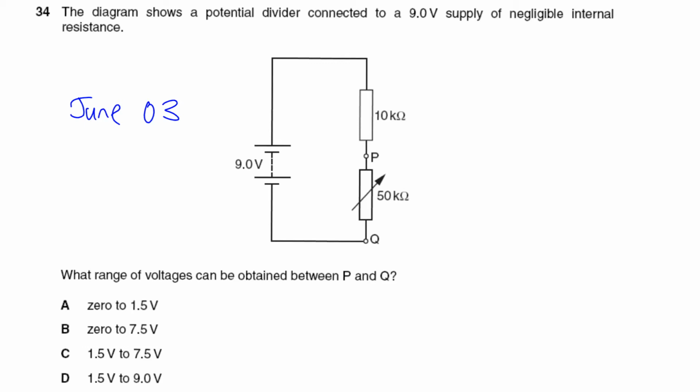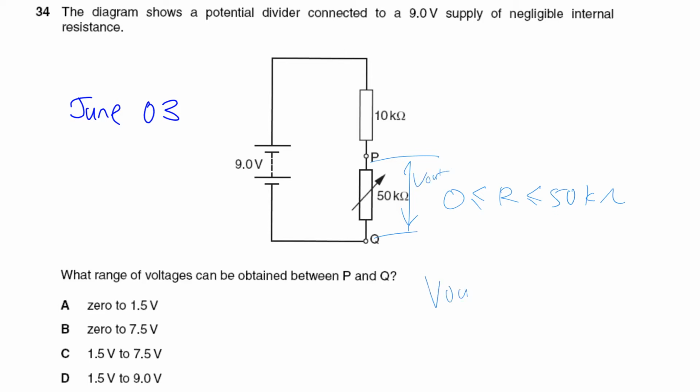When they mention this symbol with 50 kilo ohm, what it means is the resistance can vary between 0 to 50 kilo ohm. Okay, so you can take this as 0. So for the range of voltages between P and Q, if you want to find this voltage, remember the formula for potential divider, let's call this V out.